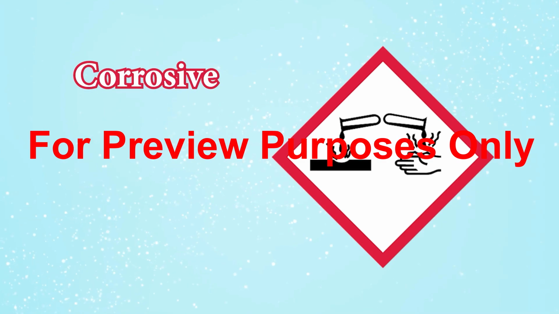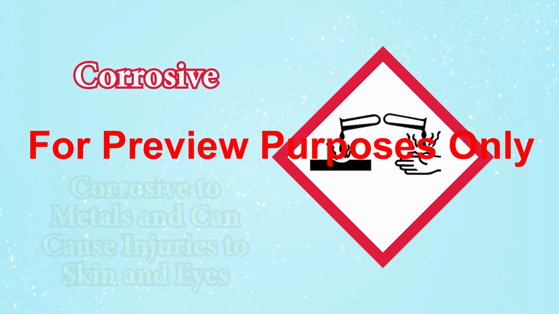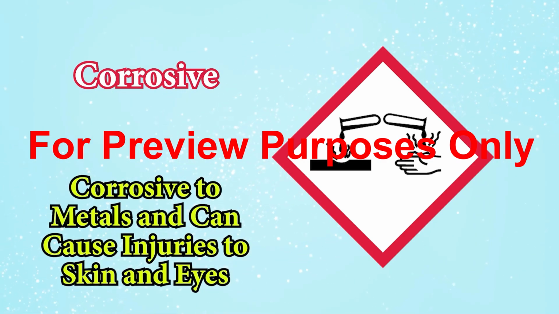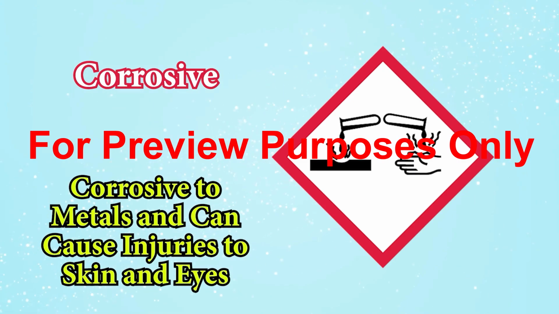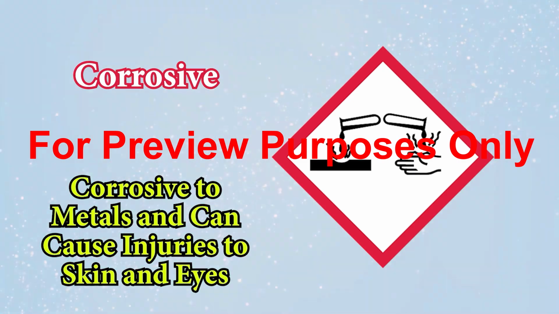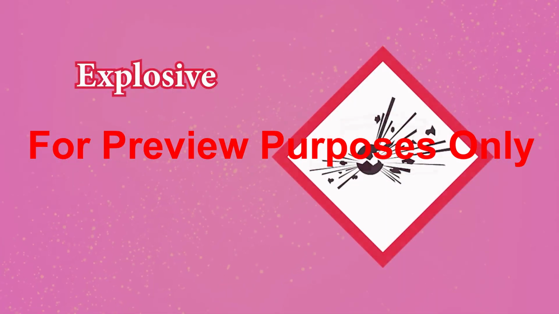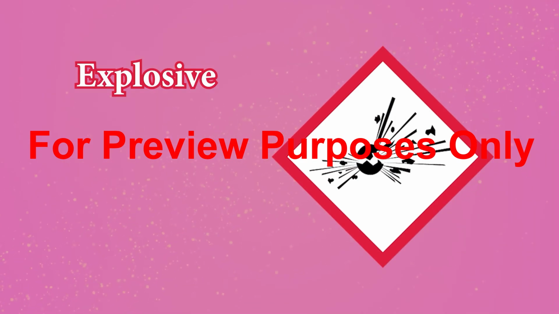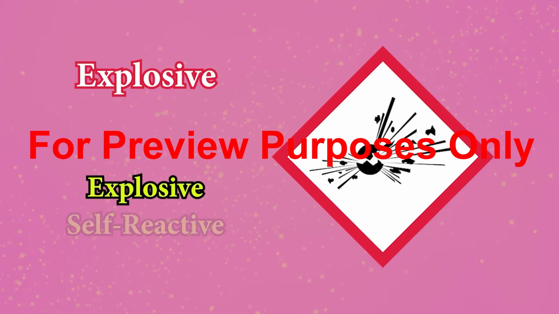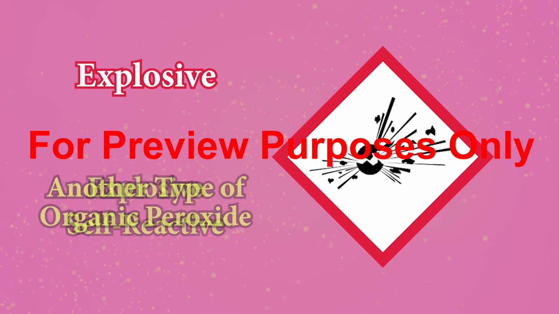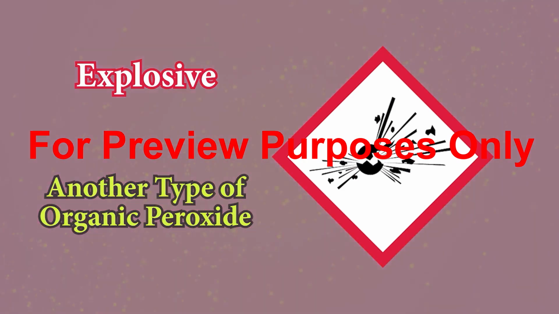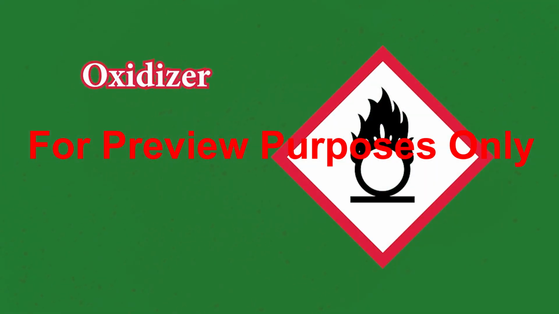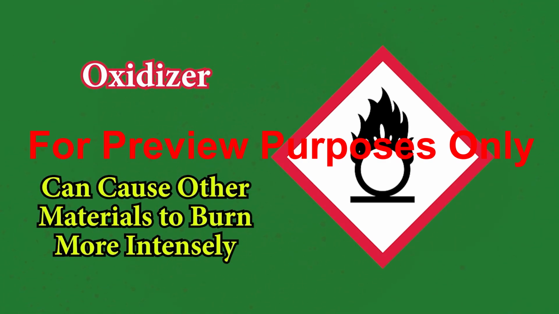You could also see the images of test tubes, dripping a liquid on a bar of metal, and a hand on a label, which means that the chemical can be corrosive to metals and can cause injuries to the skin and eyes as well. An image of an explosion shows that the substance is explosive, self-reactive, or another type of organic peroxide. And a picture of a flame over a circle indicates that the chemical is an oxidizer, which can cause other materials to burn more intensely.